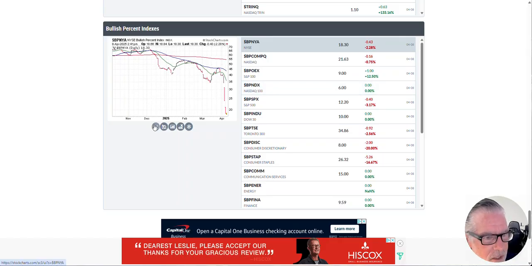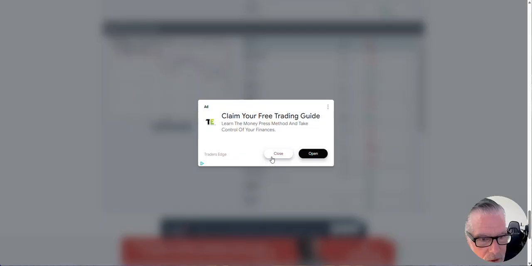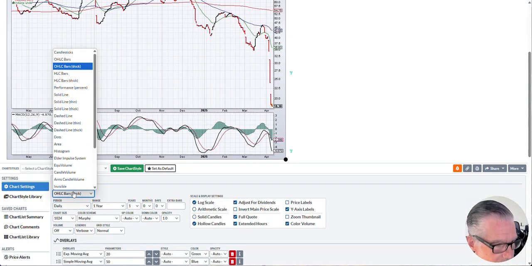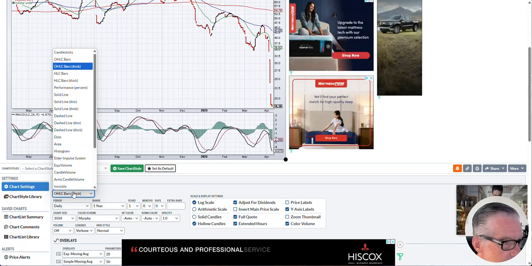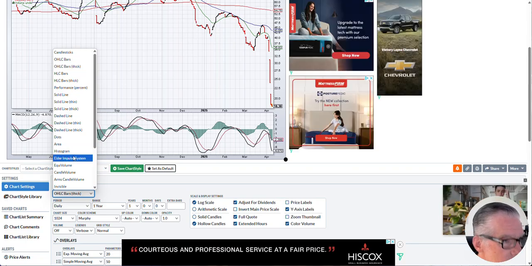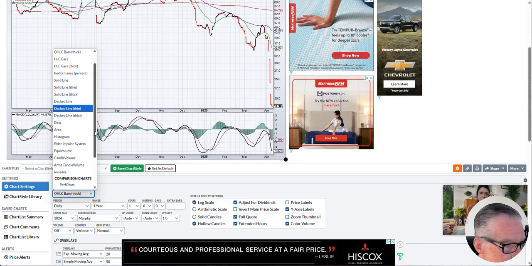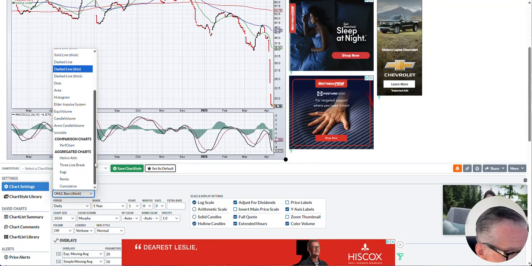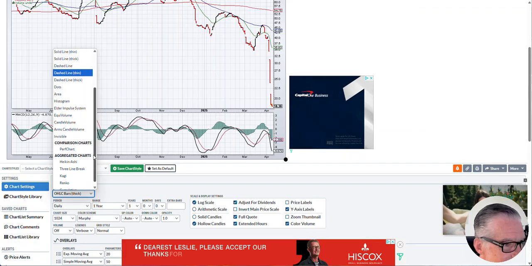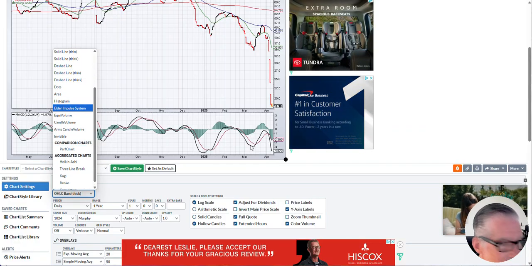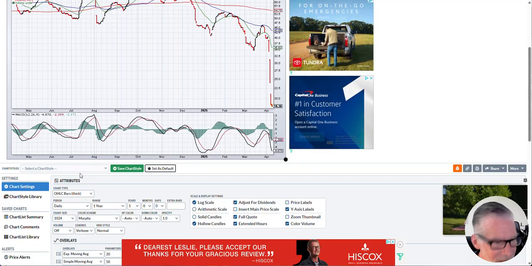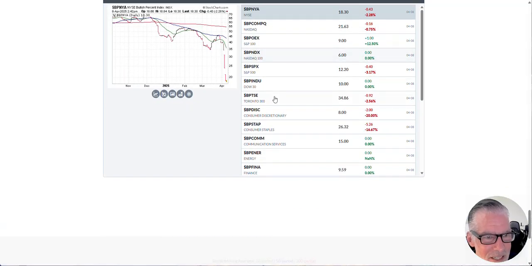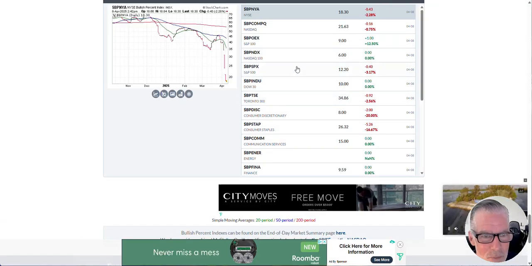So if we look at a typical point and figure chart. And how do we get there? Let's see, where is it? Is it in here? I'm not seeing it. Okay, never mind. Anyway, there's a way you can get a point and figure chart showing up in stock charts. But let me just go back to this point here.